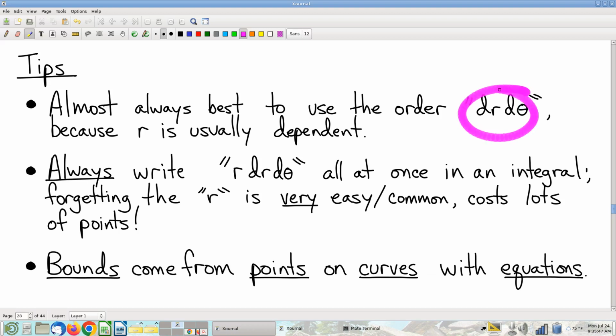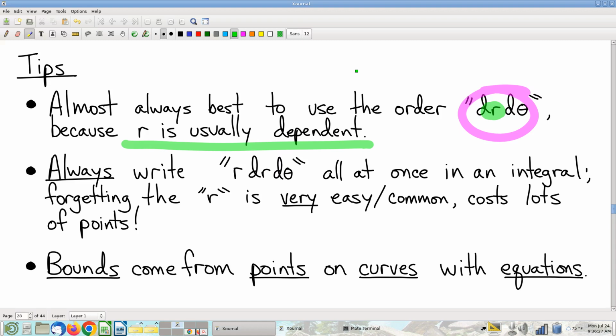Turns out, most of the time, you want to do dr d theta, not d theta dr. It's a pretty simple reason: this variable r is usually more comfortably a function of theta than theta is a function of r. That's just how it tends to work out. There are some counterexamples, but frankly, I have to go to quite a bit of trouble just to generate one, and it's highly manufactured. So, as I'm about to advise you, just always use the order dr d theta.